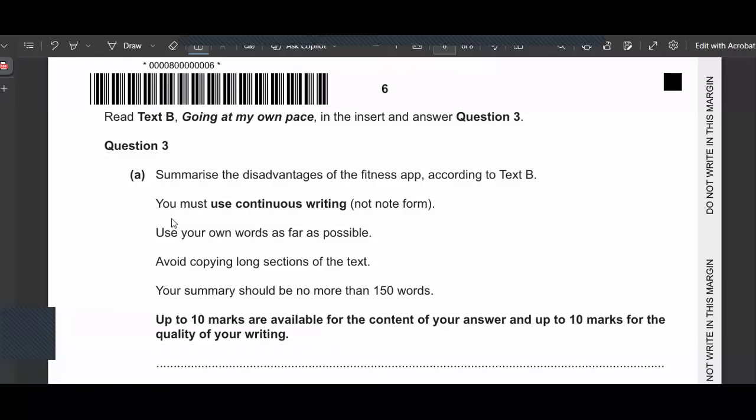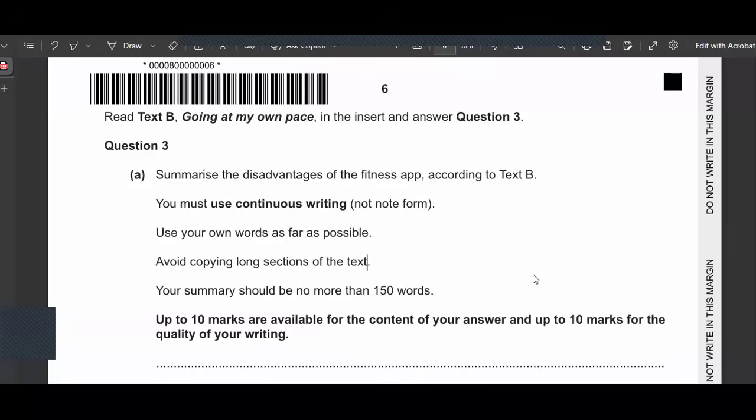So that means from the text, you are only supposed to talk about the disadvantages of the fitness app. There should be no mention of the advantages. This is supposed to be continuous writing and you are required to use your own words as far as possible. This line which says to avoid copying long sections of the text means that if in the given text there is some sort of factual data or some facts or figures, then for that you can copy the text, right? But not more than that.